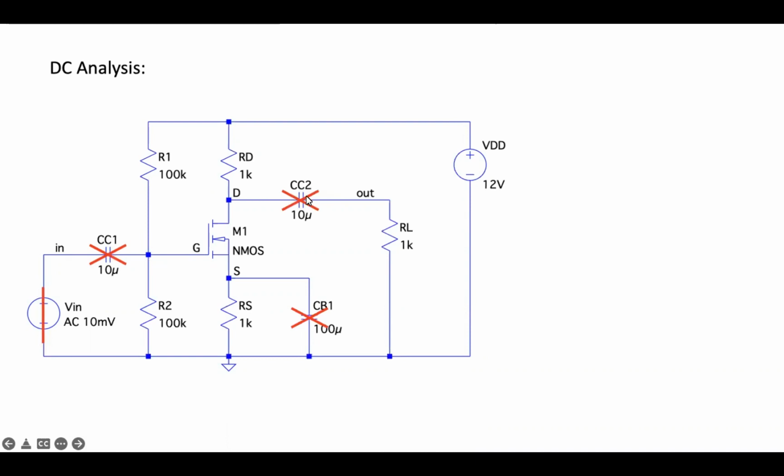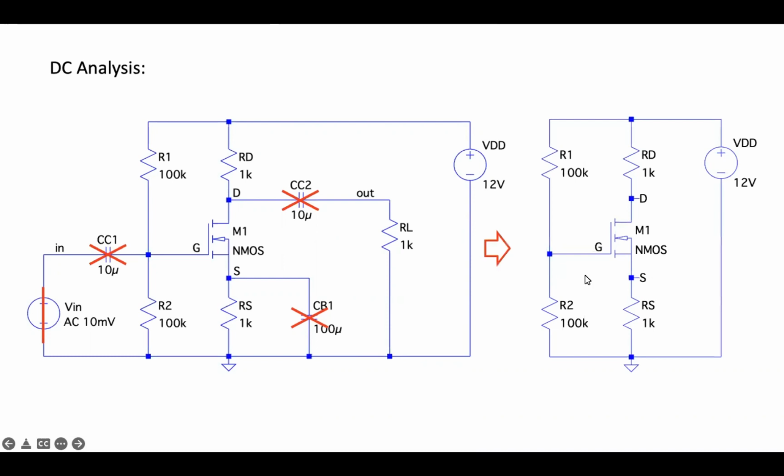Coupling capacitor CC2 is open circuit. Therefore, RL will no longer be connected to the drain. And then the bypass capacitor, CB1, is open circuit. Therefore, RS will be connected to the source and ground. So applying these assumptions or conditions, this will now be the DC or large signal equivalent circuit.